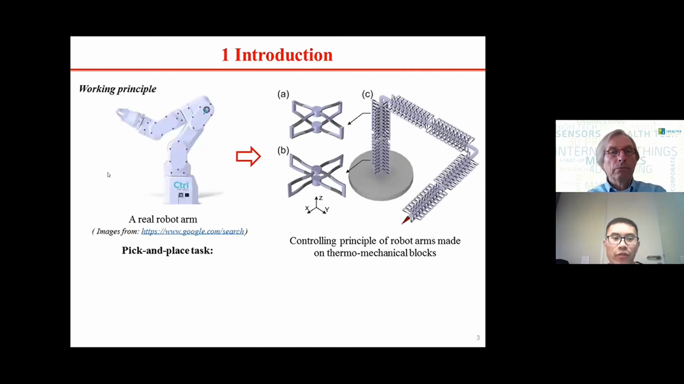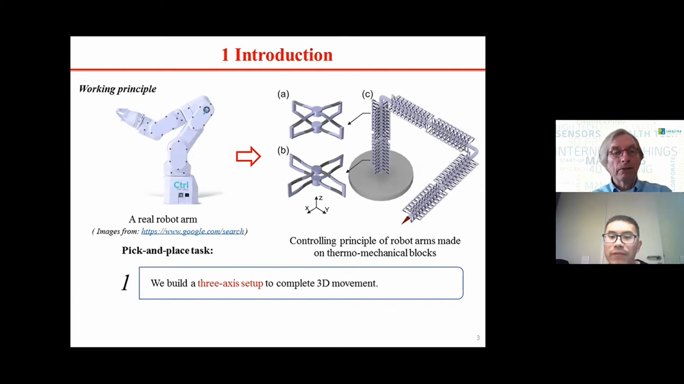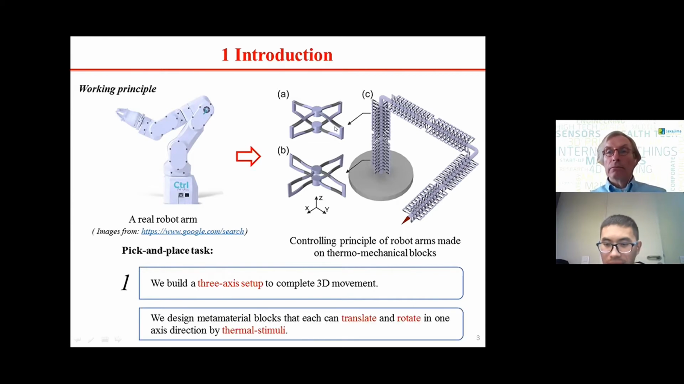So here I show on the left image a real robot arm. For a robot arm, you should finish the pick and place task. On the right image is the controlling principle of our project. As you see, we built a 3-axis setup to complete the three-dimensional movements to finish the pick and place task in each axis. And you see, we have two kinds of blocks. One is for the rotation and one is for the translation. By combining the 3 axes and the translating and rotating in each axis, you can finish all the pick and place tasks.